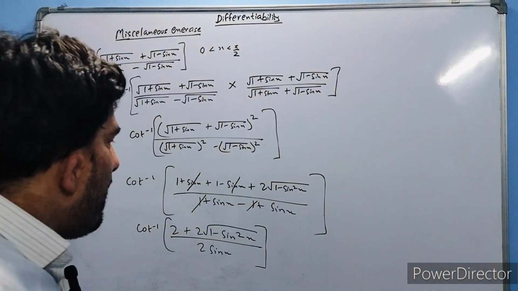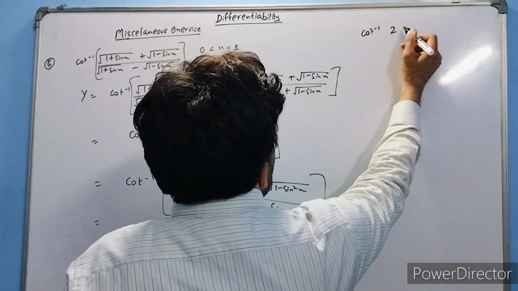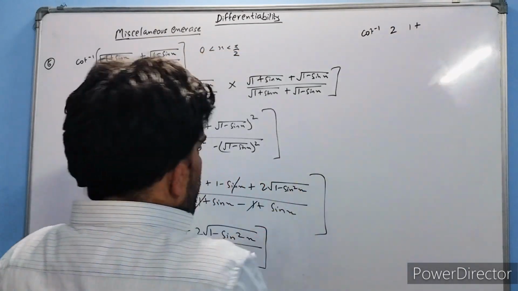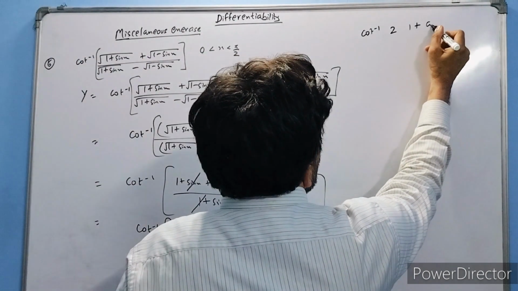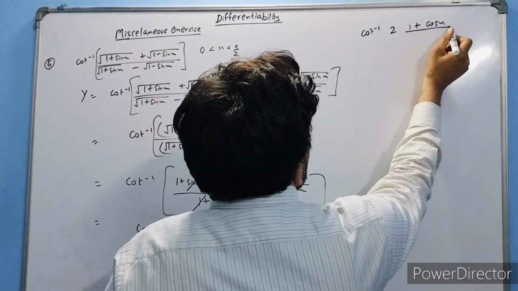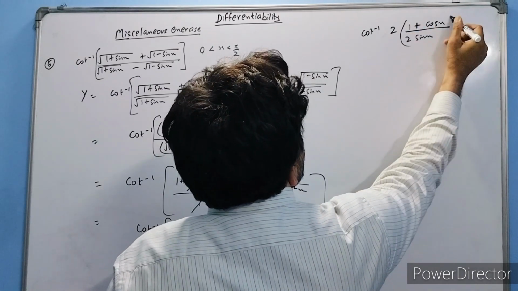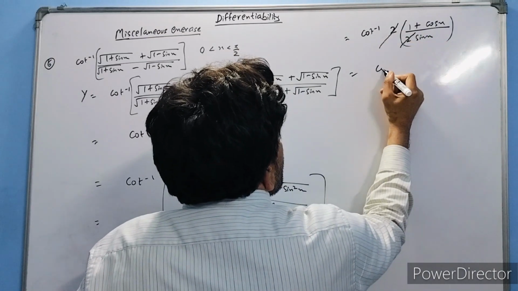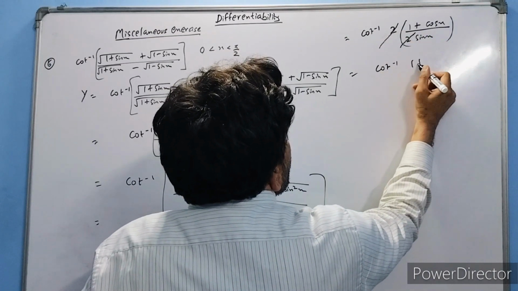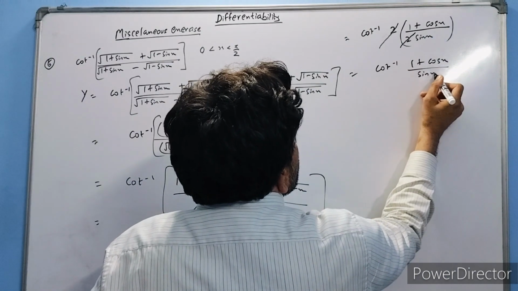So my next step will be cot inverse, taking 2 common, 1 plus root of (1 minus sin square x). Here 1 minus sin square x will be cos square x, and under root it will be cos x, upon 2 sin x. So we have cot inverse of (1 plus cos x) upon sin x.